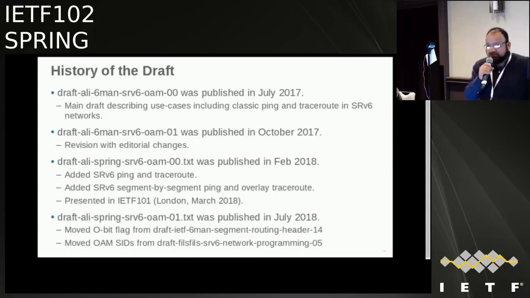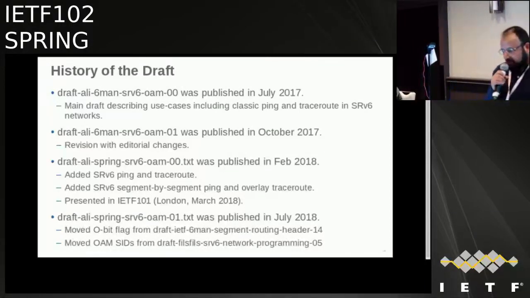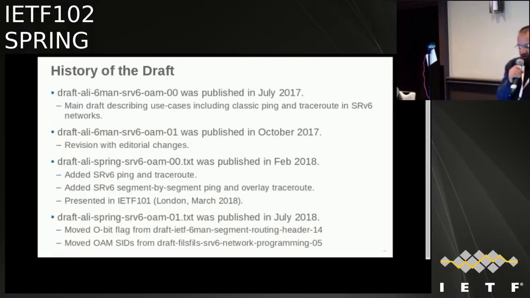Since then, there was a last call for the SRH draft in 6man. Out of that last call, there were comments that the OPID that was defined in the SRH draft doesn't have its usage fully defined in that draft. So we took those comments from the last call and moved the OPID to this draft. So now it's part of this draft. And also we moved the O&M SID to define the usage. Next slide, please.